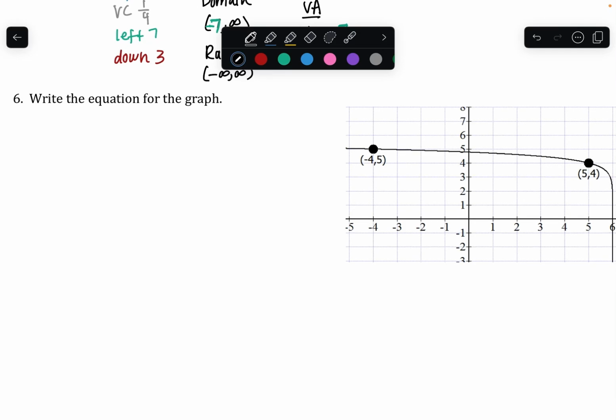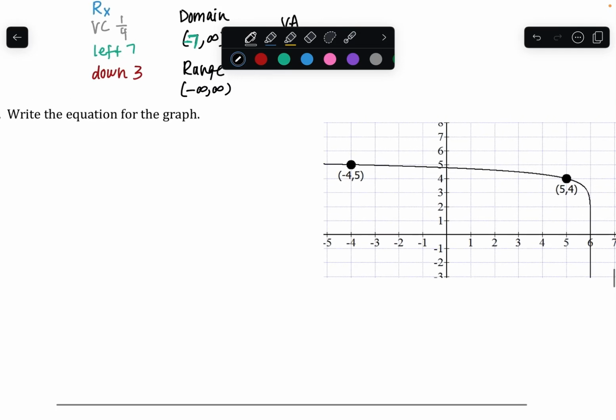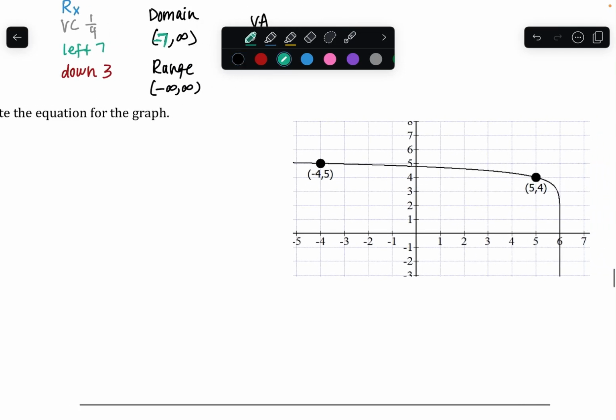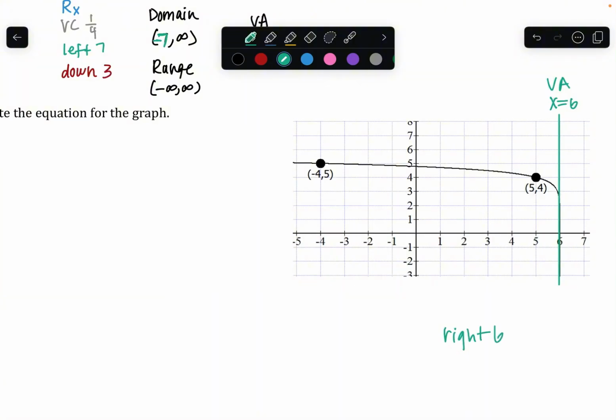Okay, so now they're giving us a graph and we need to write the equation for it. So the first thing I like to do is graph the vertical asymptote. Look at where the function is looking vertical. And so here we see a vertical asymptote at x equals 6. And so I know this function has been moved right 6. Okay, next it is to the left of the asymptote. So I know there is a reflection across the y-axis.